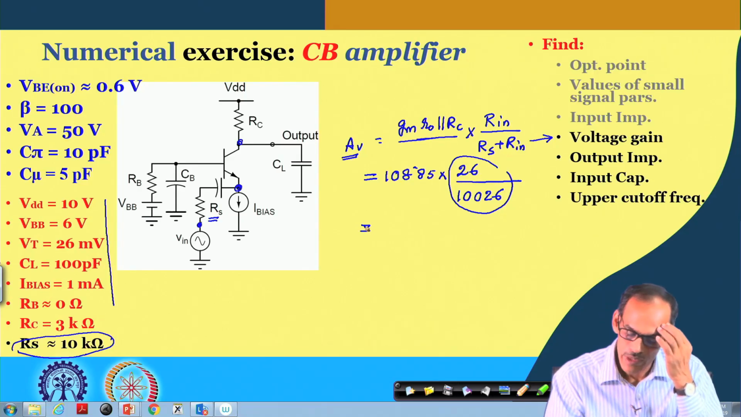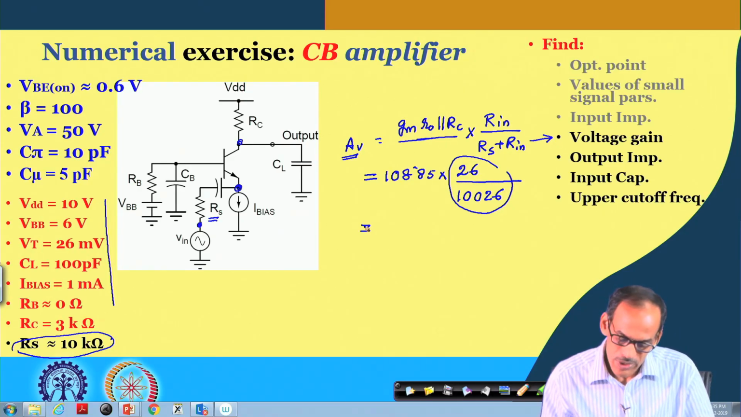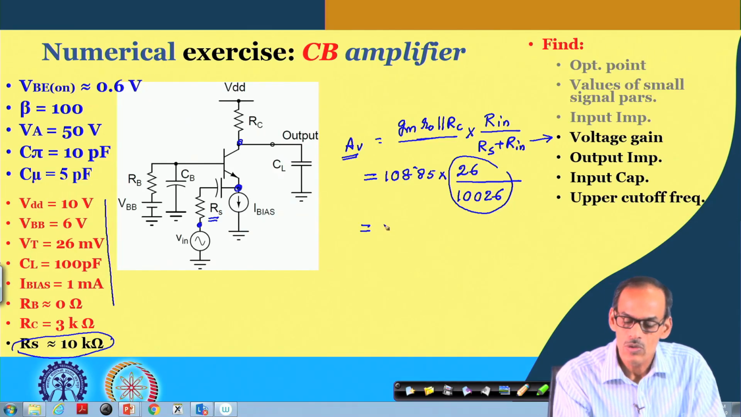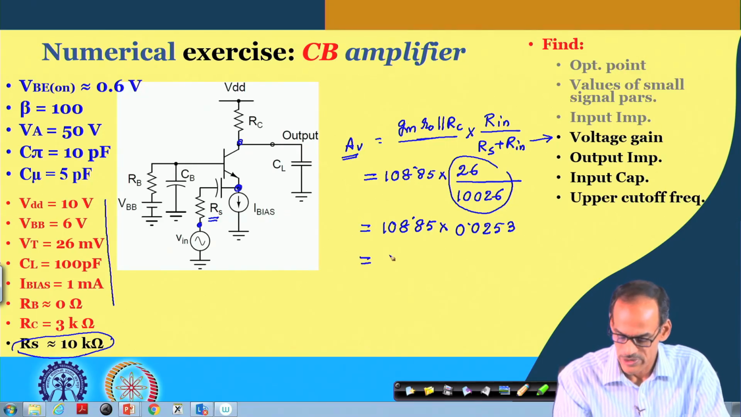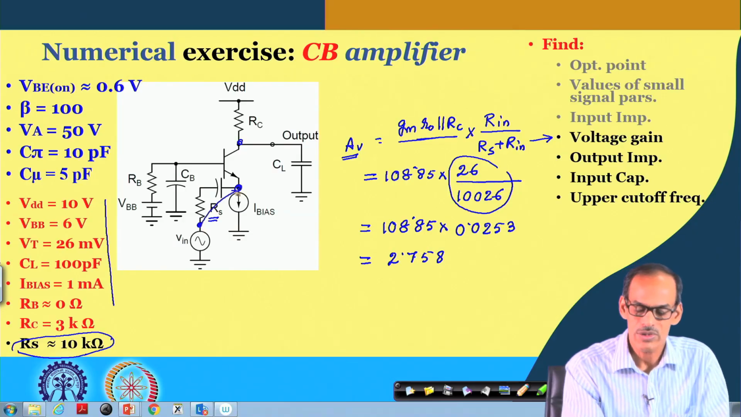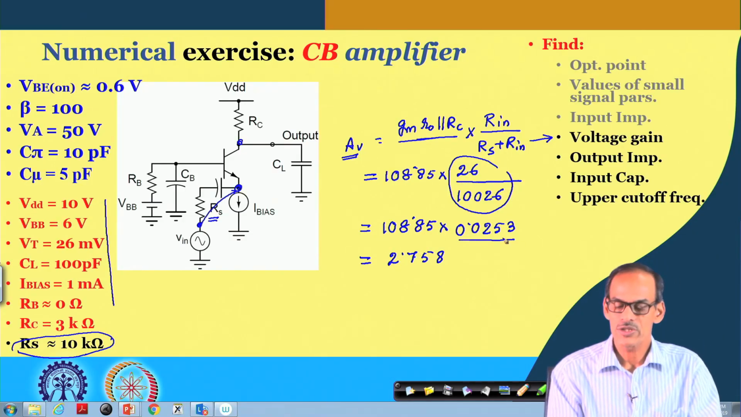Let me, I think I did some calculation on that. Yes. So, this 108.85 gets multiplied by this attenuation factor, which is 0.0253. I think I am correct, and that gives us the overall gain. It is only 2.758. No surprise, there is a huge attenuation from here to here of 0.025.